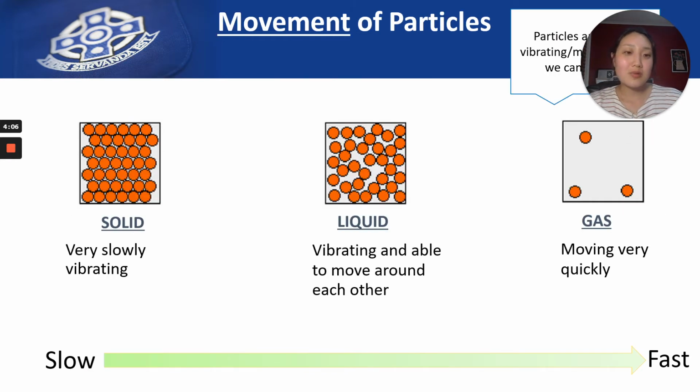Now, particles are always vibrating, and it doesn't matter if it's solid, liquid, or gas. Particles are constantly vibrating and moving. In solid, the particles vibrate very slowly. In liquid, the particles vibrate and are able to move around each other. They can slide past each other. In gas, the particles move very, very quickly.